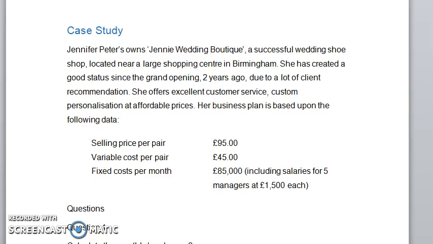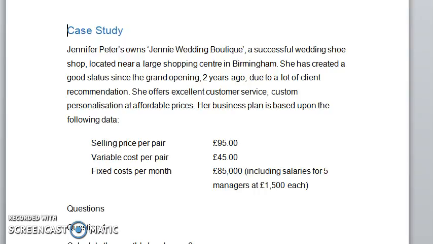So this is the case study that we came up with. I'm just going to read it. It says, Jennifer Peters owns Jenny Wedding Boutique, a successful wedding shoe shop located near a large shopping centre in Birmingham. She has created a good reputation since the grand opening 2 years ago, due to a lot of client recommendation. She offers excellent customer service and custom personalization at affordable prices. Her business plan is based upon the following data.